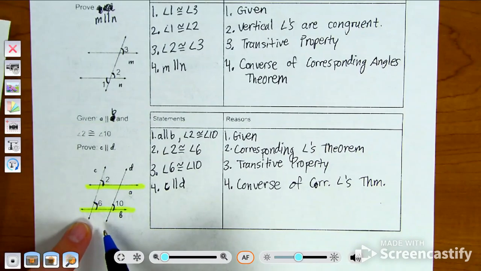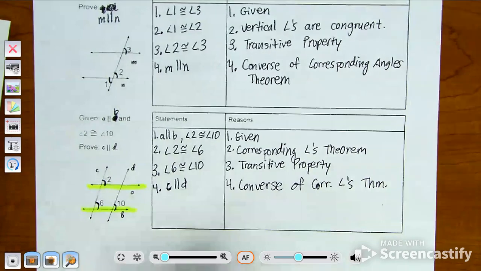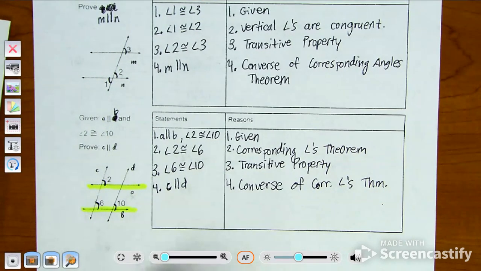Go ahead and take a moment and try to complete this last proof at the bottom on your own. And when you're ready, check your answers with the answer key.